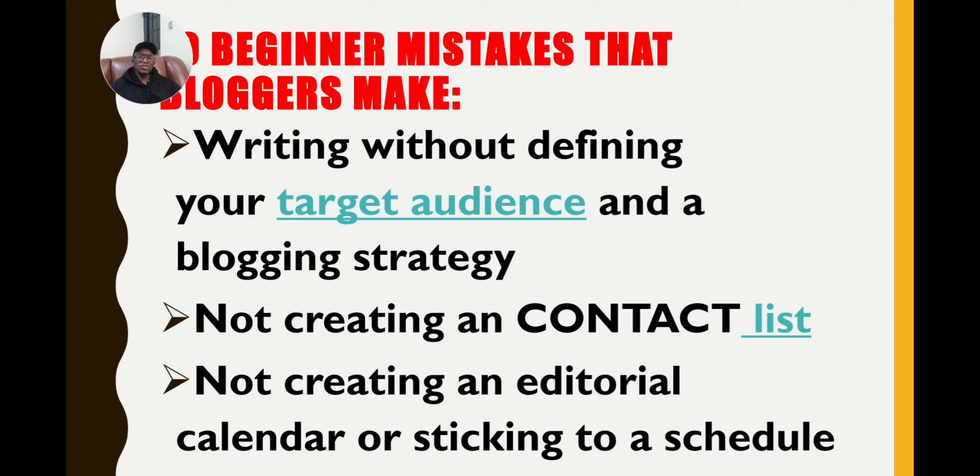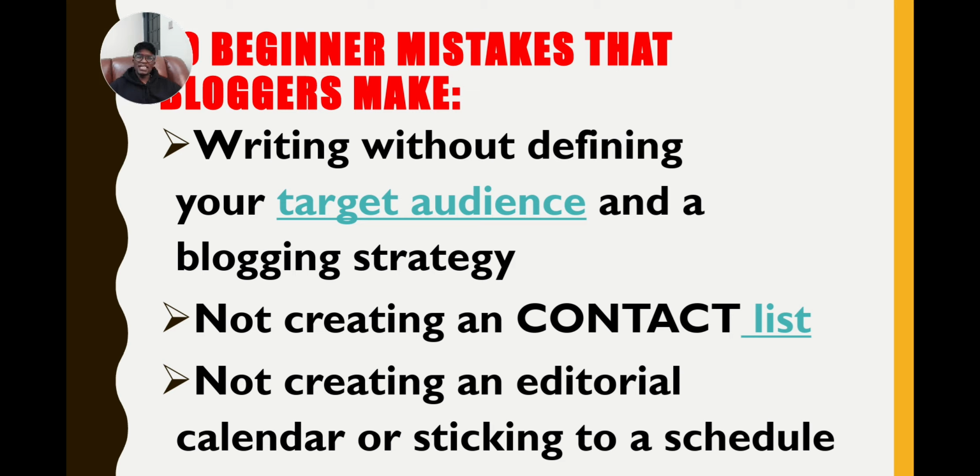Number 2 is not creating a contact list. You need a contact list for your blog so that you can keep in touch with those people. You need their feedback, and you need to be in a position to reach them whenever you create new content, so you're able to get feedback from them and also get them to read your story. So create a list. Today it's easy to even do it on WhatsApp. You can have a broadcast list. You can have several on WhatsApp, and you're able to work with that.